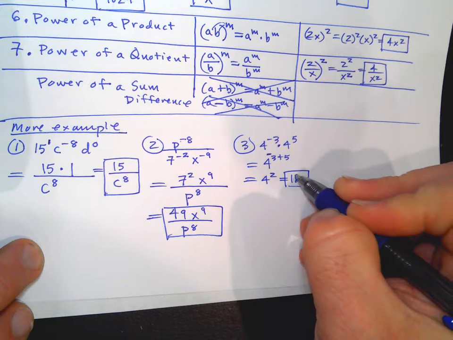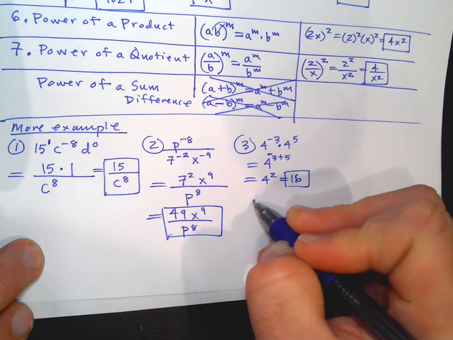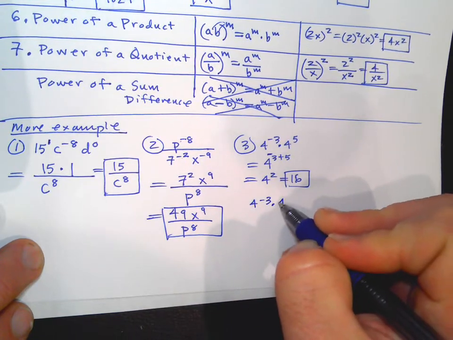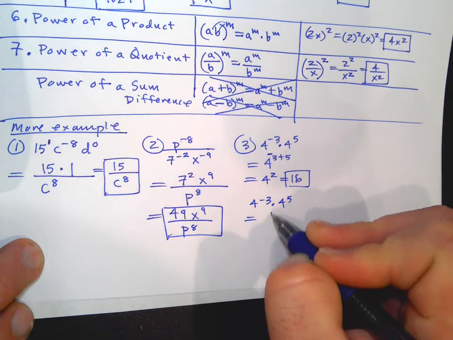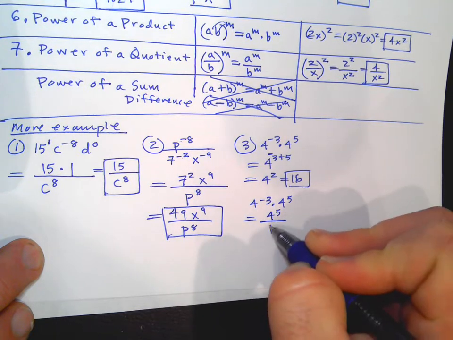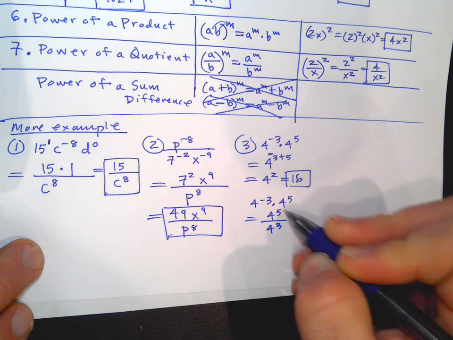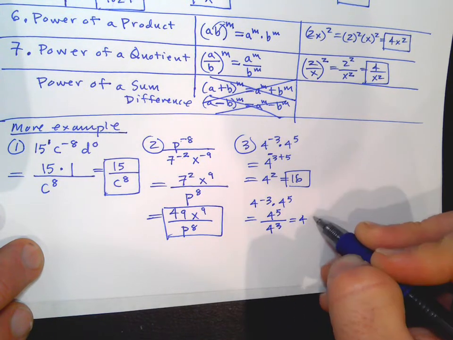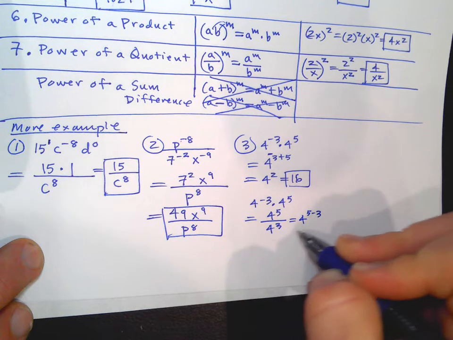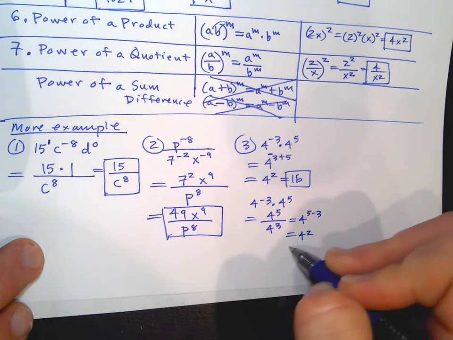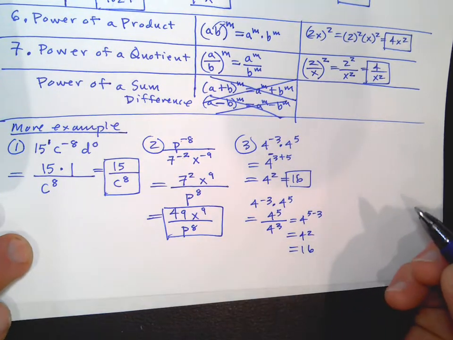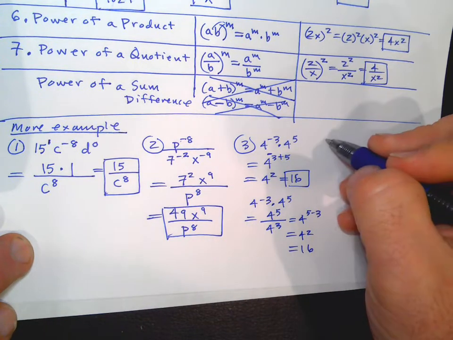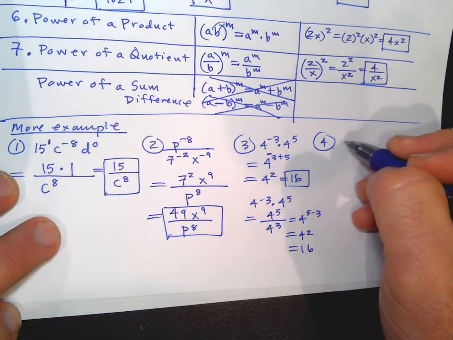Just to show you, you could apply these rules in another order sometimes. If you wanted to, you could rewrite this: the 4 to the 5th is on top, and the 4 to the negative 3 ends up on the bottom as a positive exponent. Then we use the rule where you subtract the bottom from the top. 5 minus 3 is 4 squared, which is 16. Same answer. I like the way I did it first better, but it's up to you.